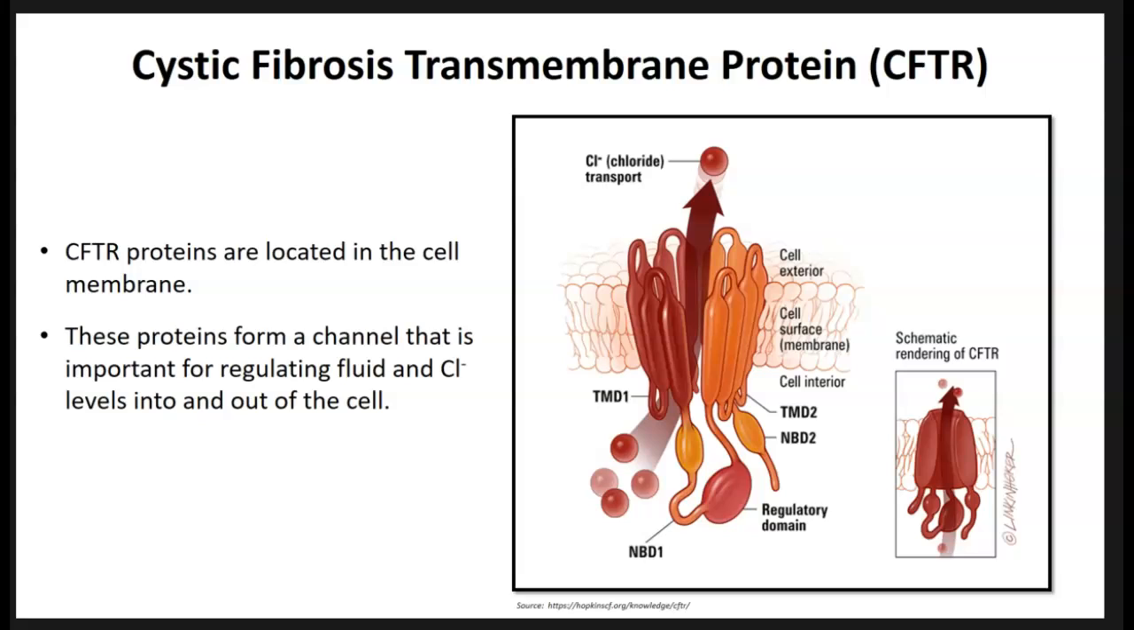So the molecular basis of cystic fibrosis disease involves the cystic fibrosis transmembrane protein, which is abbreviated CFTR. The CFTR proteins are located in the cell membrane. So this is a protein that is part of our human cell membranes. Everybody has the CFTR protein, right? And it's important because these proteins form a channel in our cells that are necessary for regulating fluid and the ion chlorine levels inside and outside of the cell.